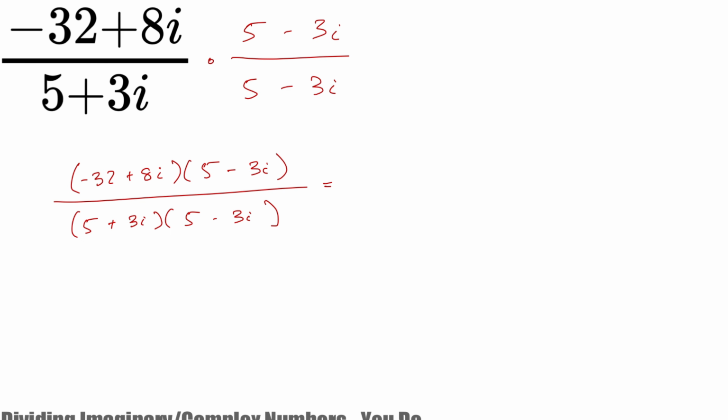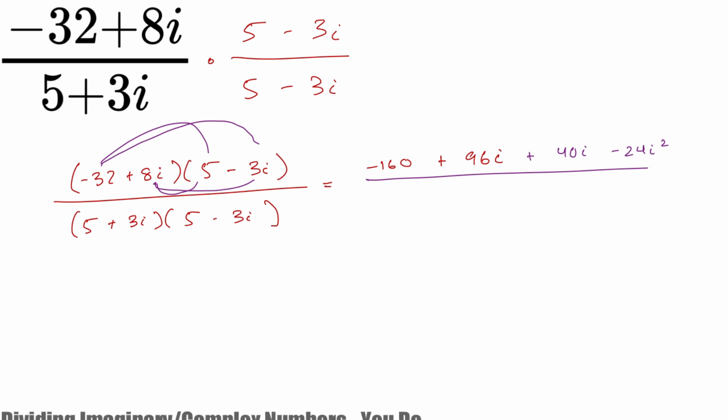So negative 32 times 5 gives you negative 160 plus 96i. That's negative 32 times negative 3i. Let me draw those out. We did negative 32 times 5, negative 32 times negative 3i. And then we'll do 8i times 5, which is 40i. And then 8i times negative 3i, which is minus 24i squared.